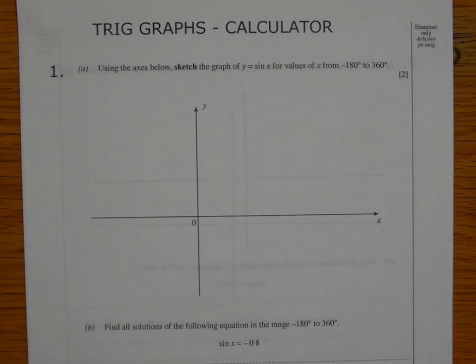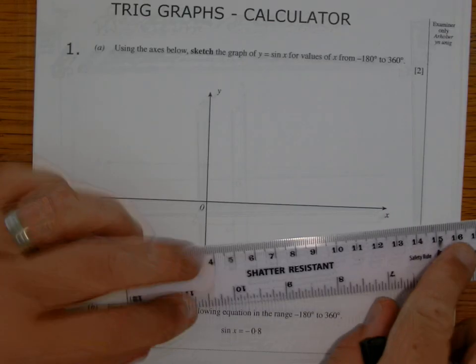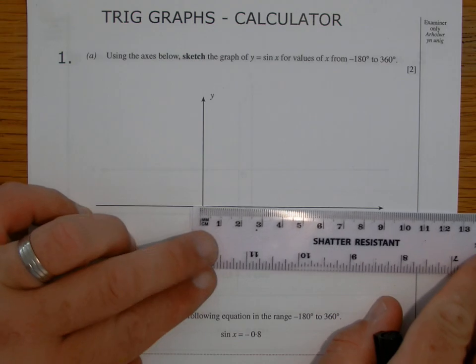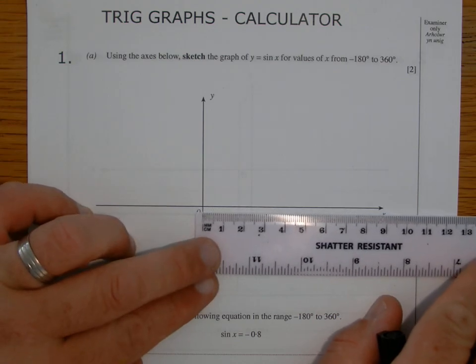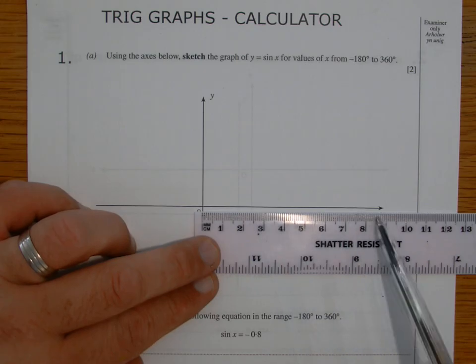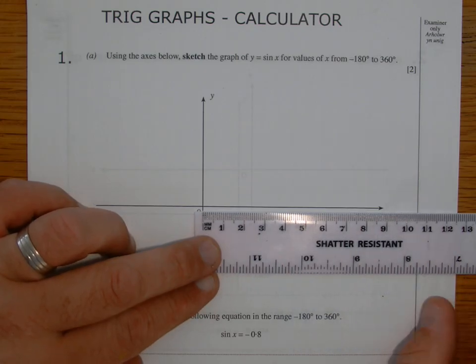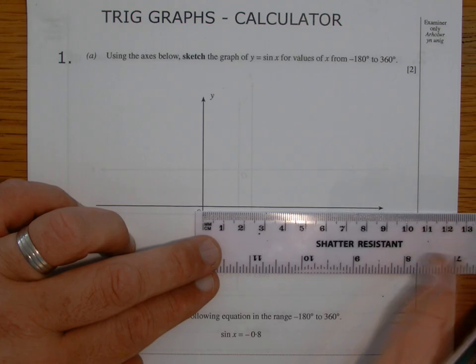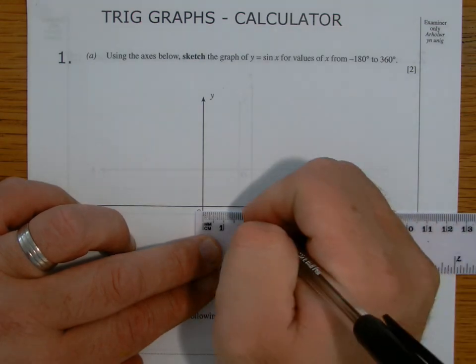Using the axes below, sketch the graph of y equals sine x for values of x from minus 180 to 360 degrees. Okay, so let's focus on the positive angles to start with, from 0 to 360. So let's scale that out. Now the axis here is only 8-ish centimeters long, so if we're going to split that up into four sections for each 90 degrees, we're going to have to go 2 centimeters across.